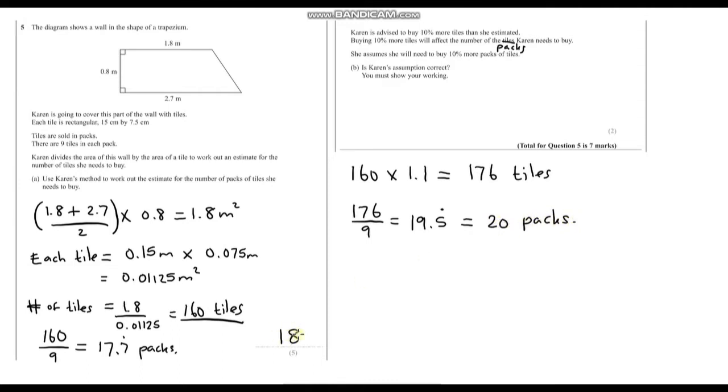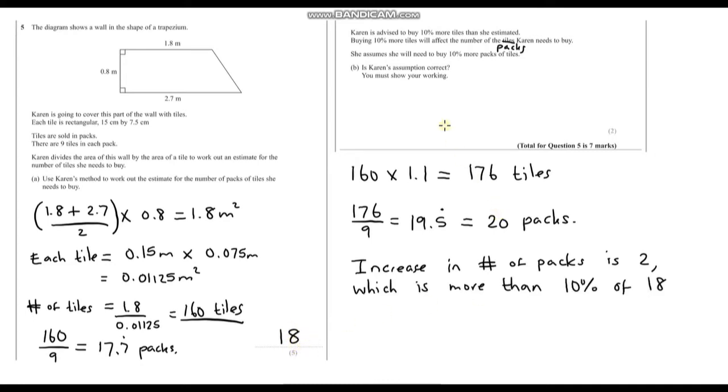So if she didn't get the 10% extra, she would have got 18 packs, but if she did, she would have got 20 packs. Now, is this 10% more? So is 20 10% more than 18? So we can say that the increase in the number of packs is 2, and that is more than 10% of what we originally found, because 10% of 18 is 1.8. So to answer the question, is Karen's assumption correct? We would have to say no.